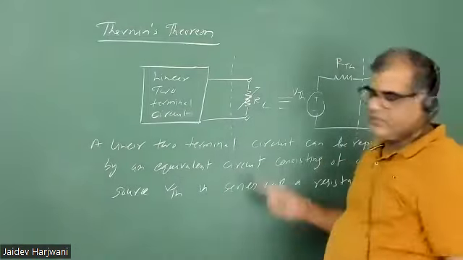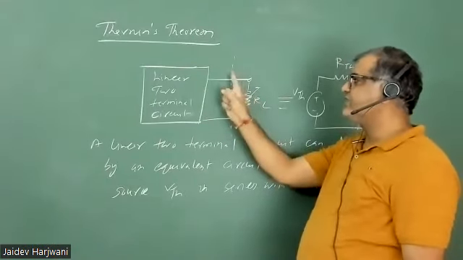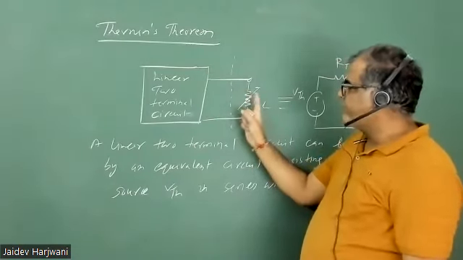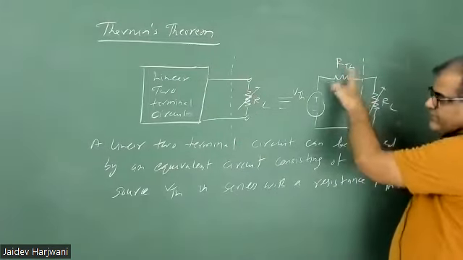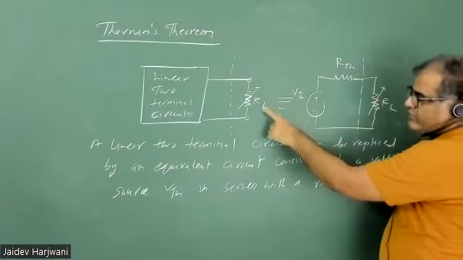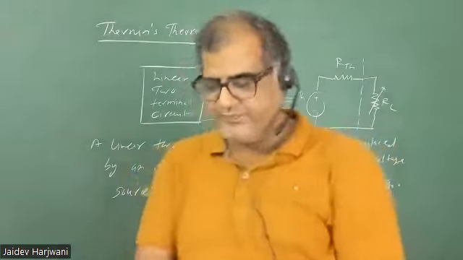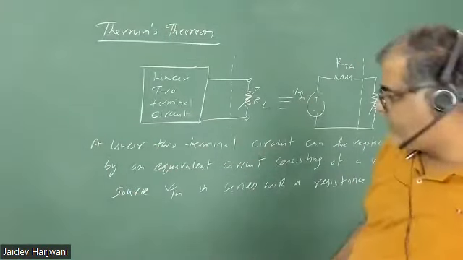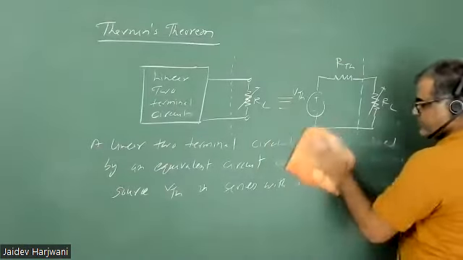If the load finds that this circuit is giving it the same current and same voltage, the load cannot differentiate whether the circuit is complicated or simple. If the circuit gives the same current and same voltage here, then those circuits are equivalent for this resistance RL. That is the statement of this theorem. Once you find this simple circuit, calculation becomes very easy. So let us solve this. Now let us find how to solve this type of question.